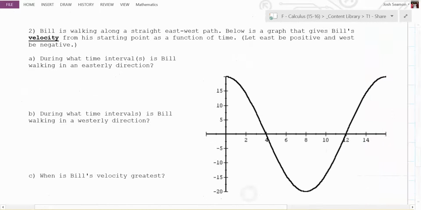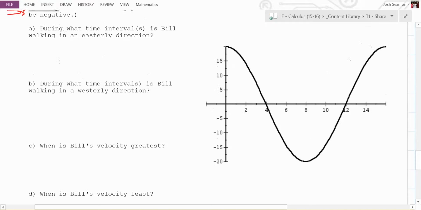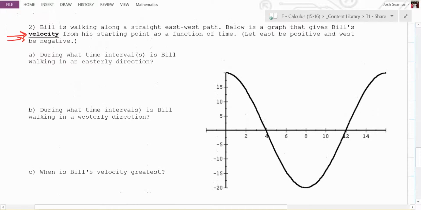Yes. Only difference now, everybody: this is the velocity graph. So this is what I'd like you to do. Please try doing A through D by yourself on this one.